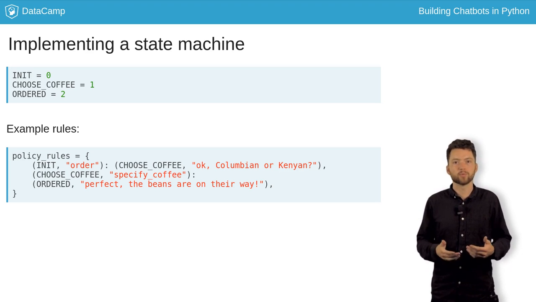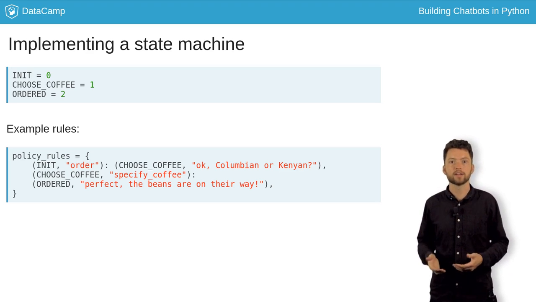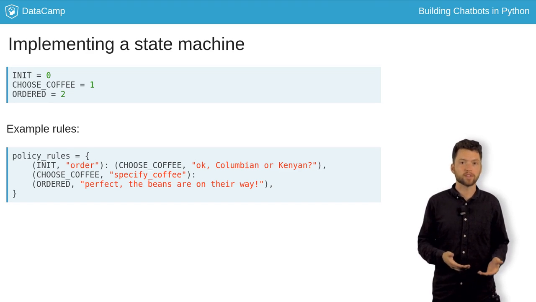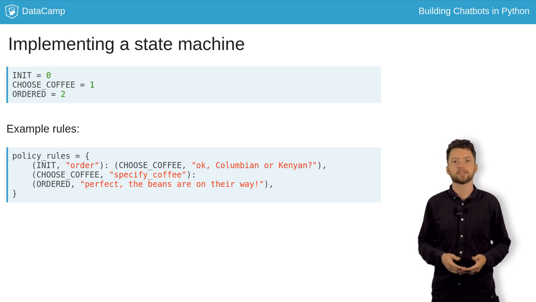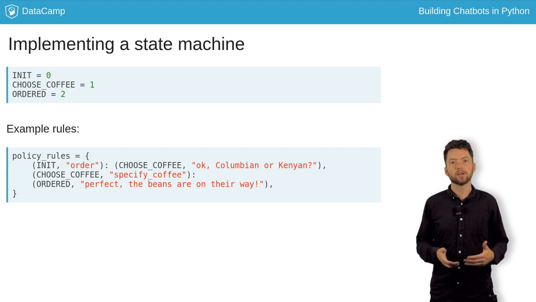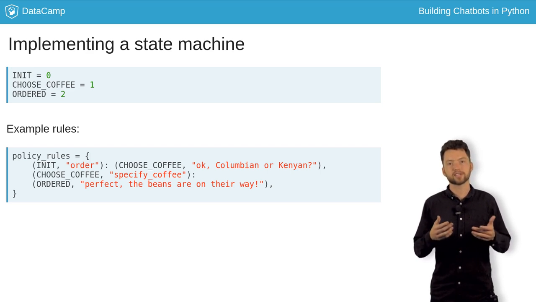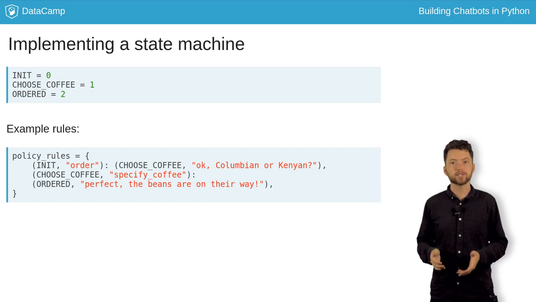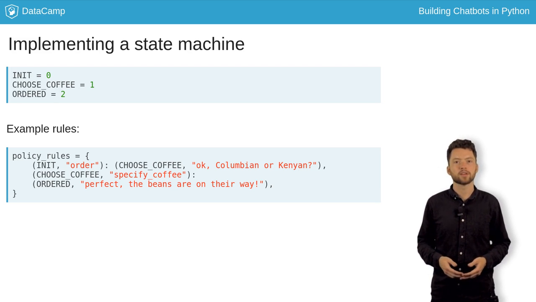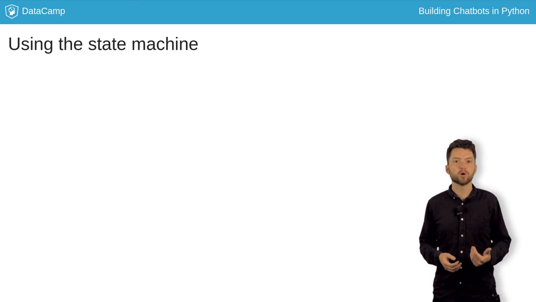Once they've confirmed which coffee they want to buy with the specified coffee intent, we place the order for them and move them into the ordered state. We can define these rules in a dictionary, where each key is a tuple of the current state and the expressed intent, and each value is also a tuple of the next state and the message to be relayed to the user.